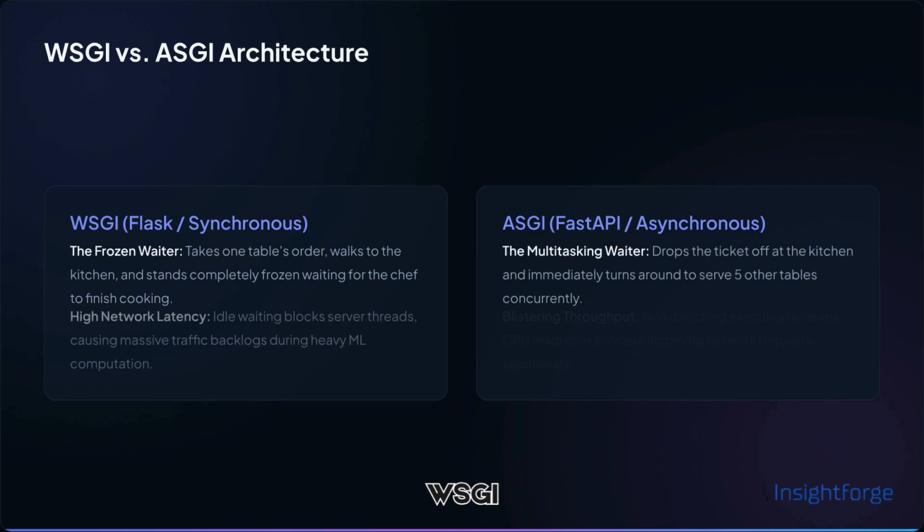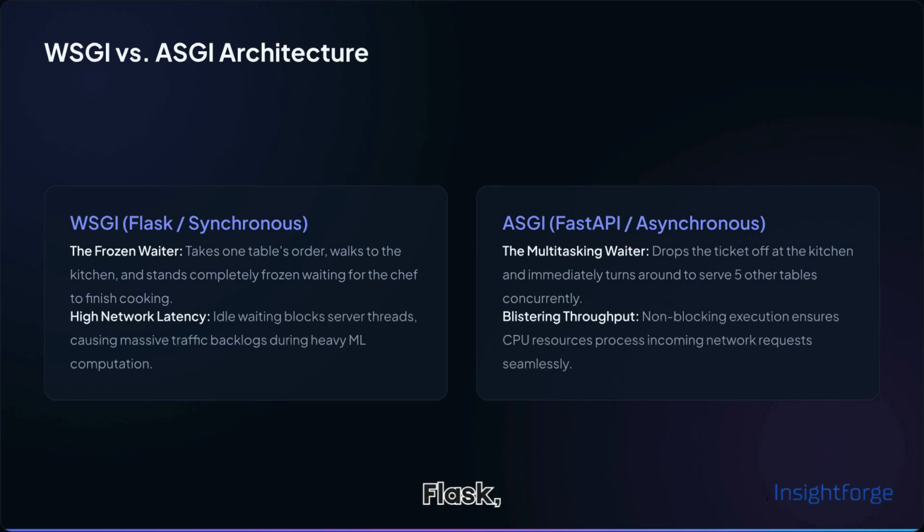Think of legacy WSGI frameworks, like Flask, as a frozen waiter. They take one table's order, walk to the kitchen, and stand completely frozen waiting for the chef to cook, creating massive traffic backlogs. FastAPI uses ASGI. It's a multitasking waiter. It drops the ticket off and immediately turns around to serve 5 other tables concurrently, delivering blistering throughput. The non-blocking execution changes the game.